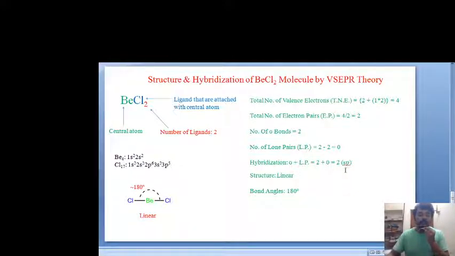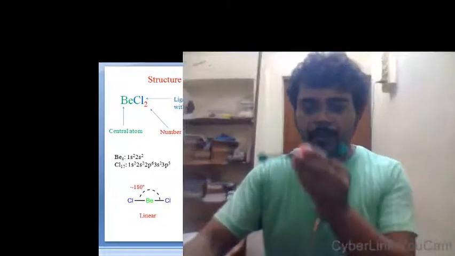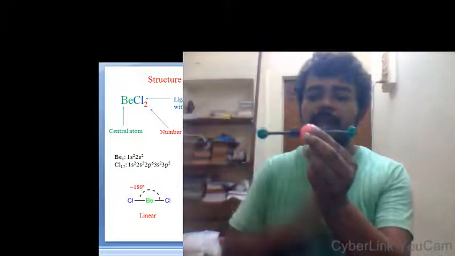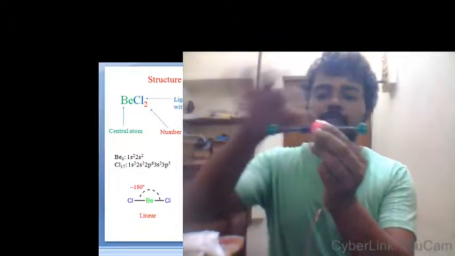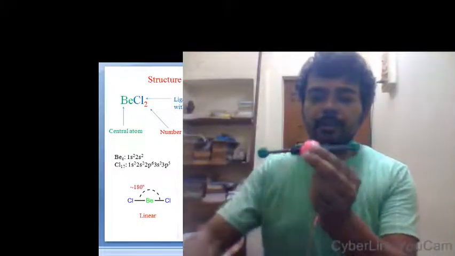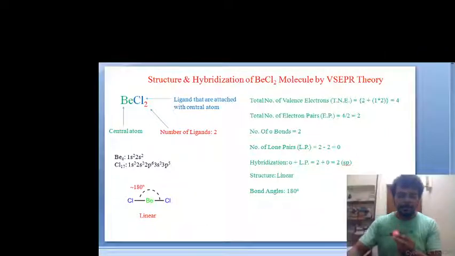When it comes to 2, the hybridization is sp, the structure is linear, and the bond angle is 180 degrees. This is the beryllium chloride molecule. This is the central point, this is the beryllium, and these two are the chlorine atoms. Here the structure is linear, and the bond angle is 180 degrees, always maintained. Okay. Finally, thank you all.